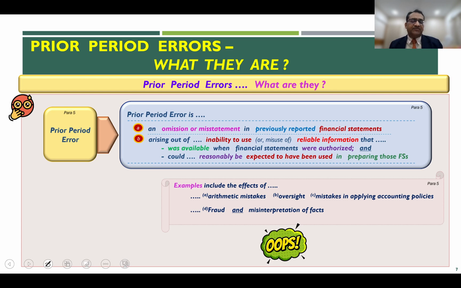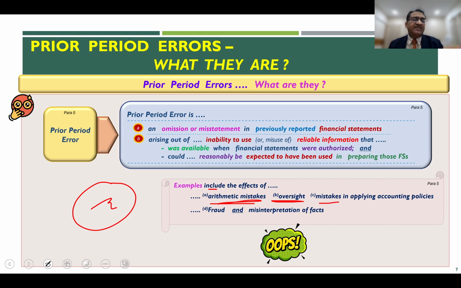Paragraph 5 also gives you examples of what can potentially qualify as a prior period error. Examples of prior period error include effects on the financial statement on account of, let us say, arithmetical mistakes, or possibly oversight. When you are preparing the financial statements, some mistake has happened. Some oversight has happened, and because of which you missed something, okay? Or you made some mistake which should not have happened.